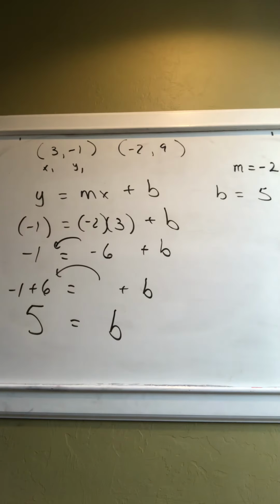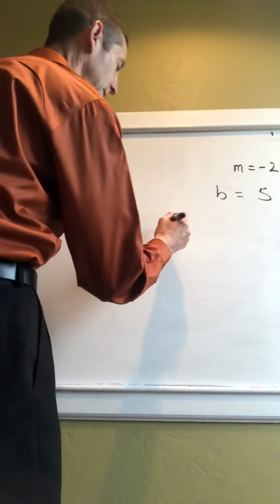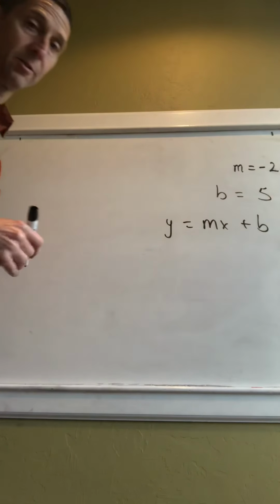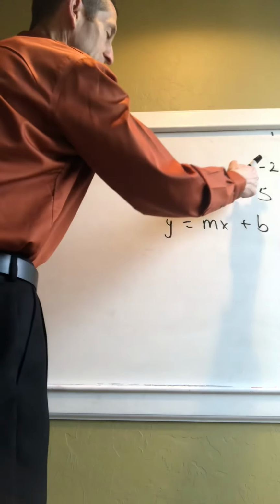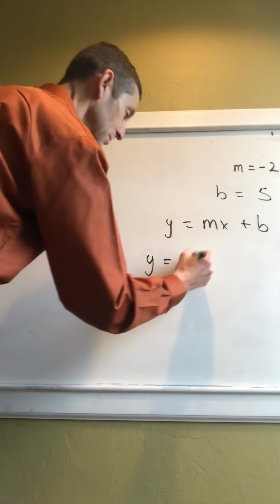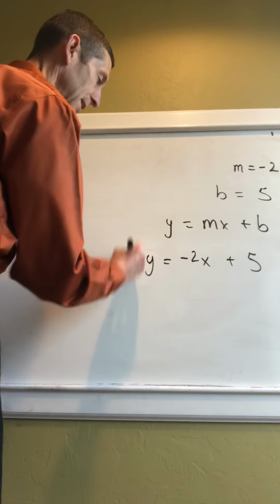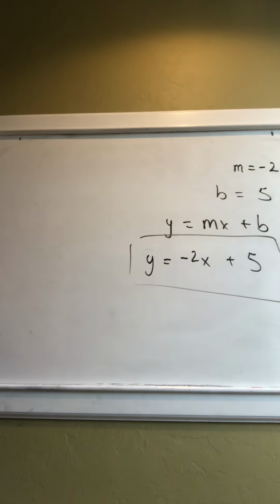And let's write our final answer. So we've got to write it in y equals mx plus b form. And we know m is negative 2, we know b is 5, so negative 2x plus 5. m is negative 2, b is 5. And there's my final answer for example 3.